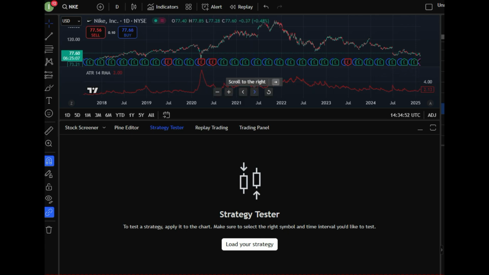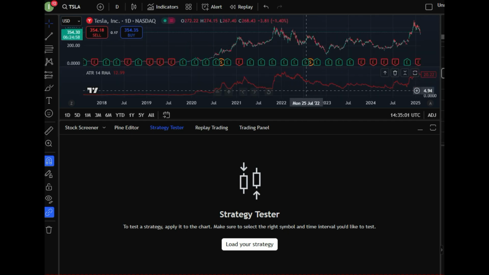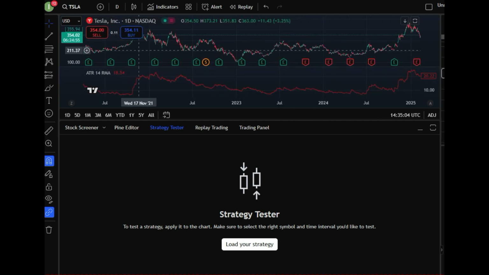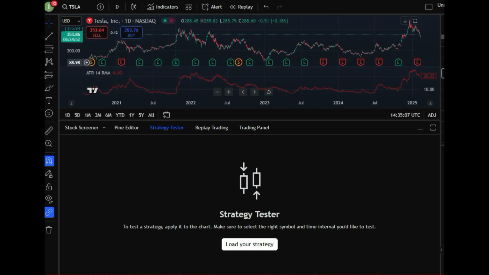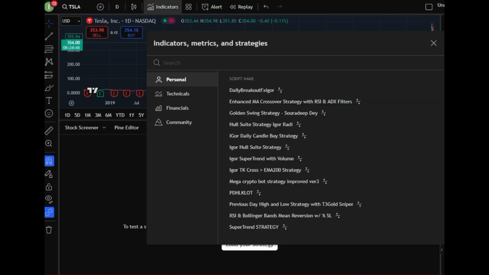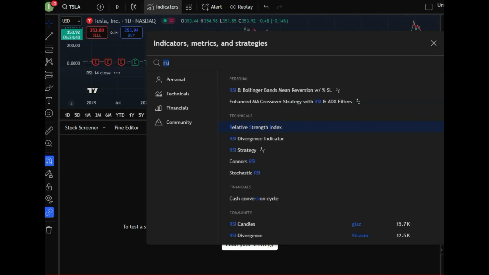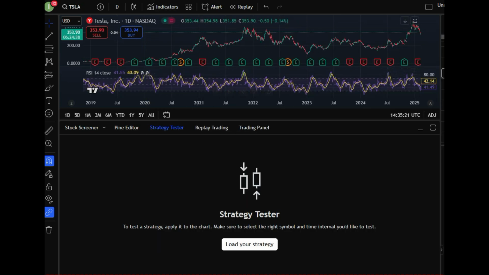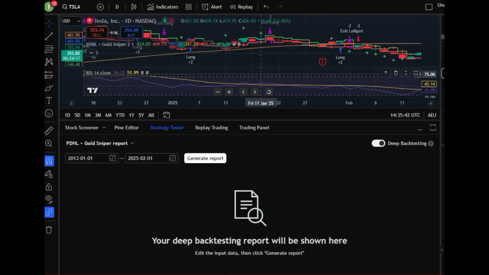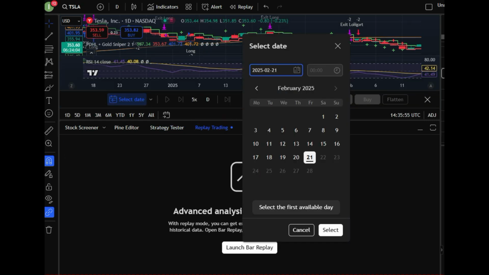The next thing I like to do is sometimes use indicators to test my strategy. For example, I can choose the RSI, the relative strength index indicator, and then I can use replay trading. What I do is select the date. For example, I can choose January 2025.